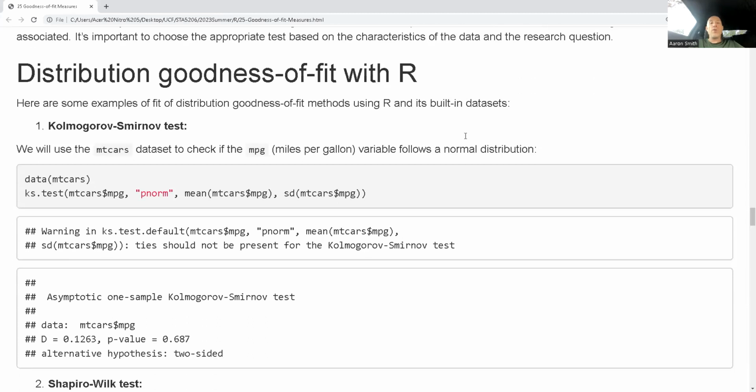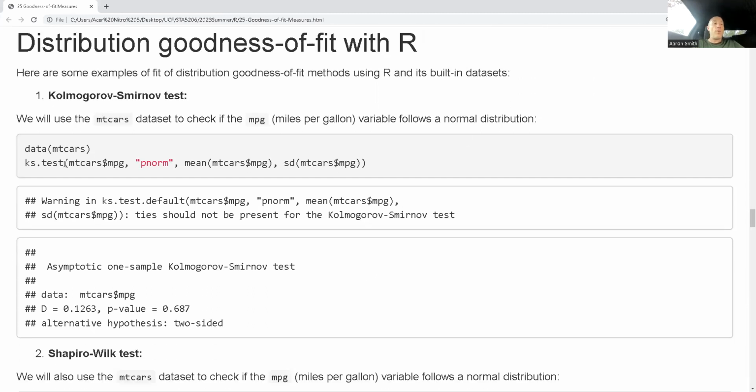All right, so now let's run through examples using R. The Kolmogorov-Smirnov test is just ks.test. Here our null hypothesis is that our data comes from the hypothesized distribution. Our alternative hypothesis is that our data is not from the given distribution. And so we have to indicate what distribution we are working with.